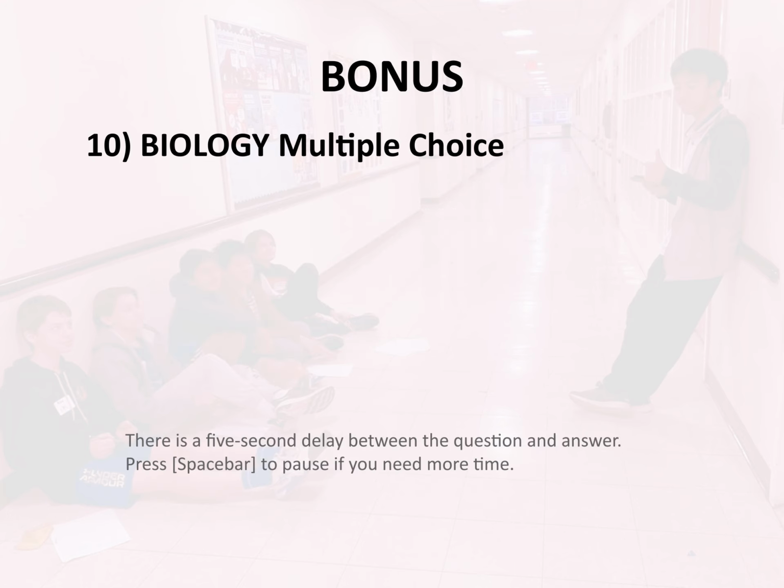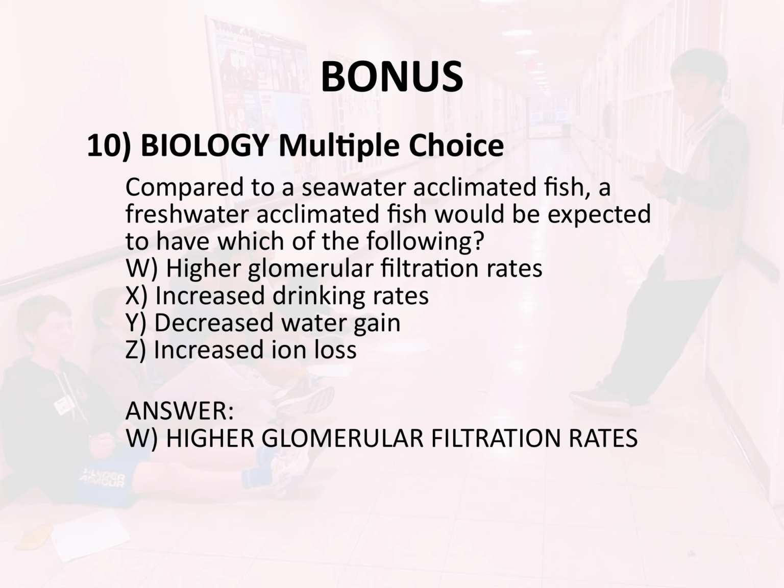Bonus 10. Biology. Multiple choice. Compared to a seawater acclimated fish, a freshwater acclimated fish would be expected to have which of the following? W. Higher glomerular filtration rates. X. Increased drinking rates. Y. Decreased water gain. Z. Increased ion loss. Answer. W. Higher glomerular filtration rates.